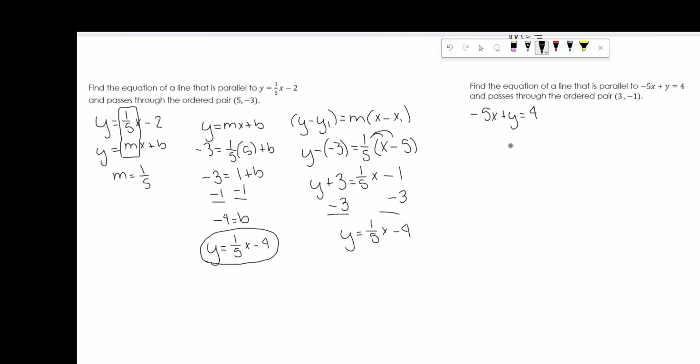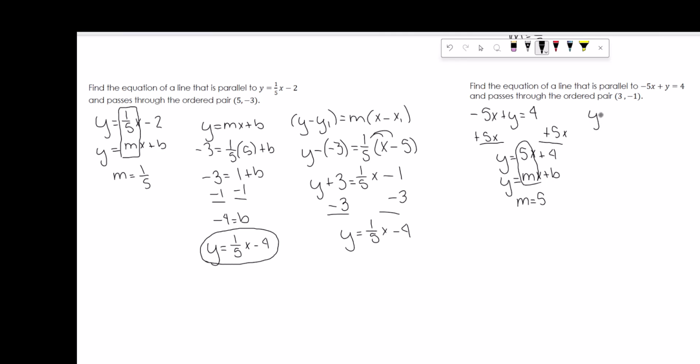Now, it's not in slope-intercept form yet, so let's make it. Plus 5x, because I want to get y by itself. Okay. So we'll have y = 5x + 4. And now it's in slope-intercept form. You're probably wondering, why did I do that again? Because when I write y = mx + b, right underneath it, we know the slope of the line right away. m = 5.